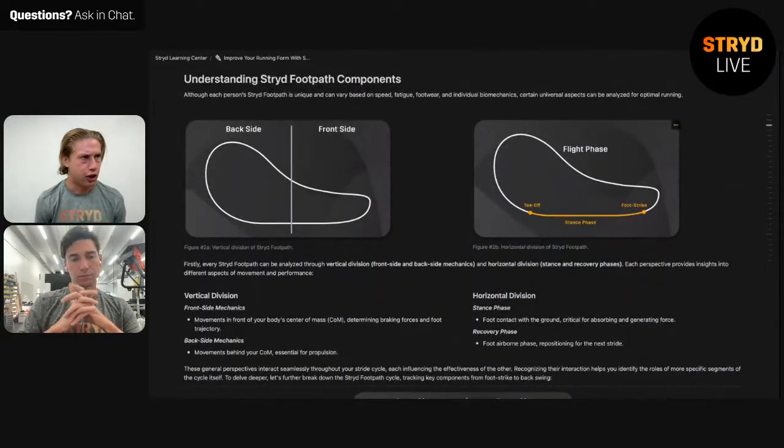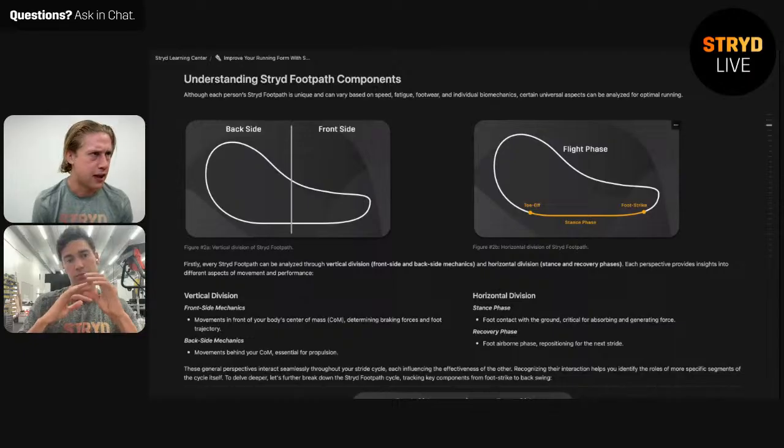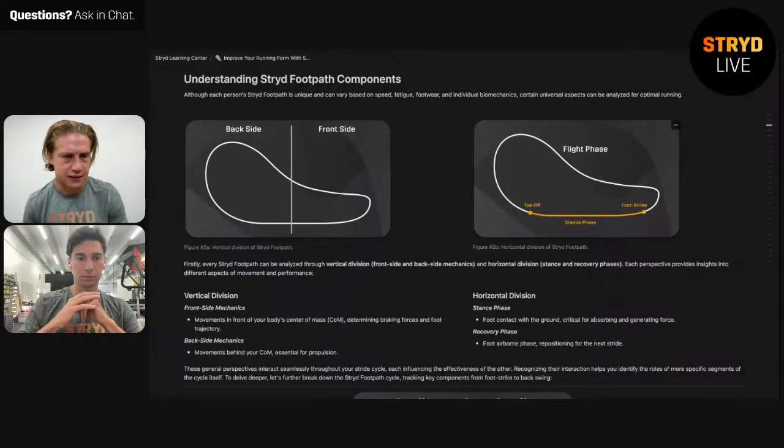So then the second part of the article here is understanding the Stryd footpath components. And Ko, I see we have two different images covering backside and front side on the left, and then this flight phase, stance phase. Can you describe what we're looking at here?